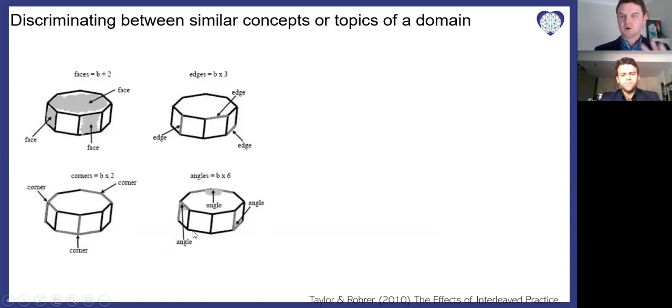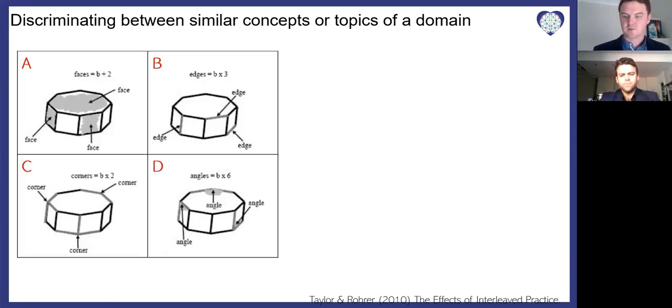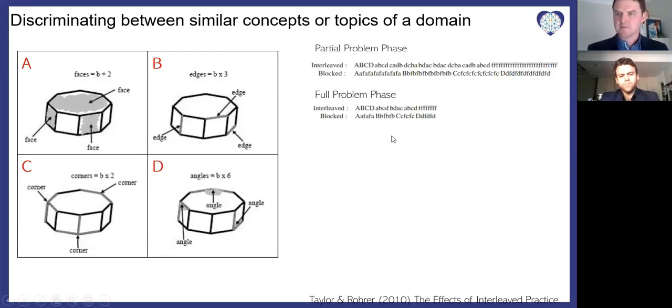So those problems look similar on the surface level. And what they did was they studied the effect of interleaving with those problems. So you might call those problems A, B, C, and D. And they mixed the practice up like this. So they had a partial problem phase and then a full problem phase. But the practice was structured in a similar way for both.